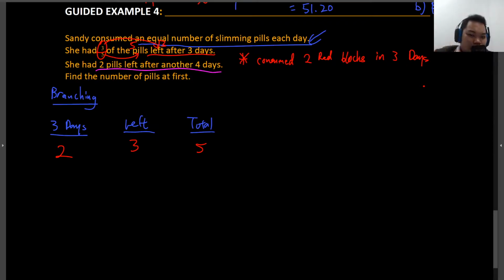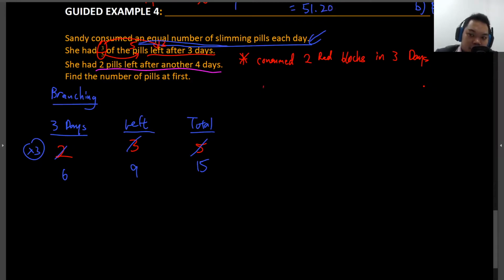Over here, it's not, because this condition is critical. It's necessary. When you have an equal number of slimming pills that you consumed each day, we can break this down. We can multiply this by 3 and break them down into 6 smaller blocks, like so.